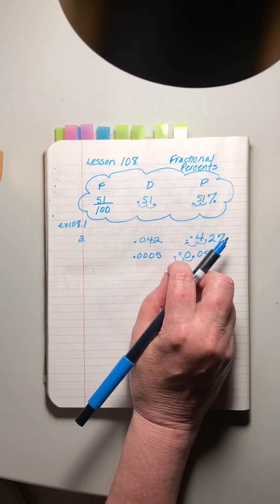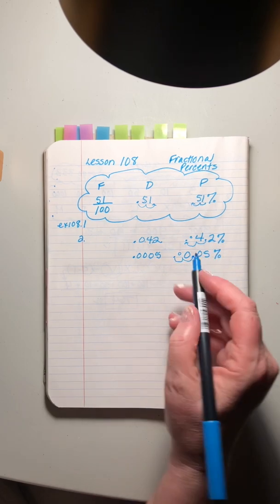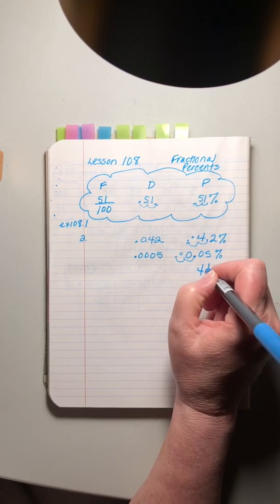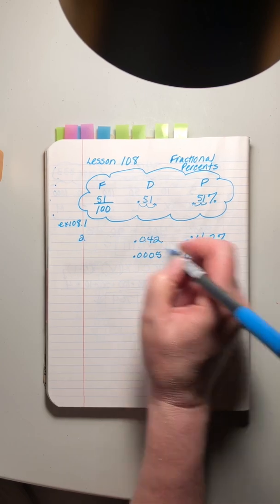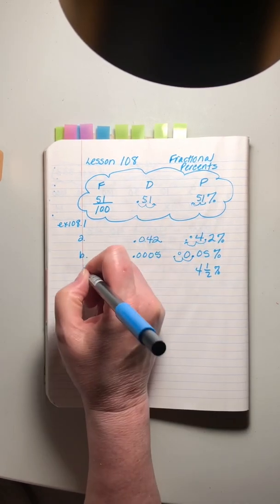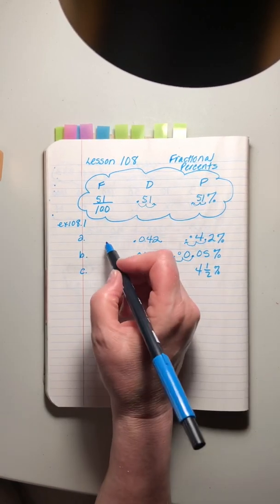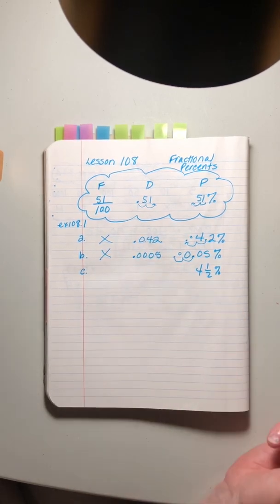Okay, 4 1/2%. This was B. This is C. We're all still in this. And in these, John didn't ask us to find the fraction. All right.